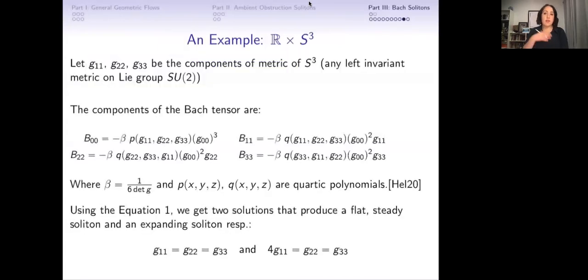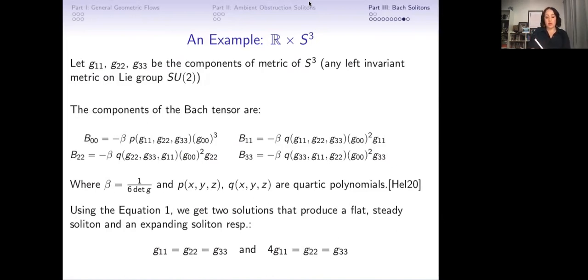Okay. Lastly, I just want to finish up with one actual example so you can see how finding a soliton would work in this case, which is very computational. So I'm going to let these be the components of the metric on S3, and I'm going to just let it be any left invariant metric on the Lie group SU2. I've used S3 synonymously with this Lie group SU2 because that is what Hellawell used, and I wanted to keep the literature consistent across the board. So do make note of that if it is meaningful to you.